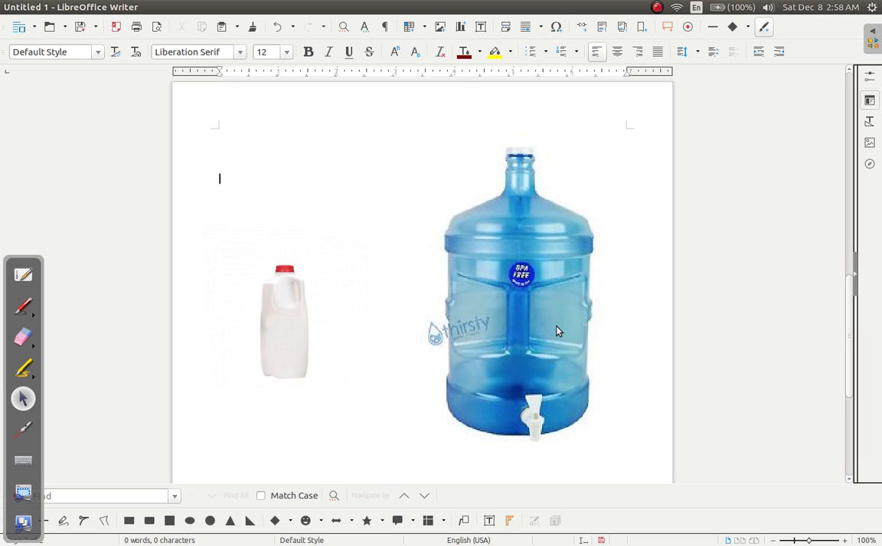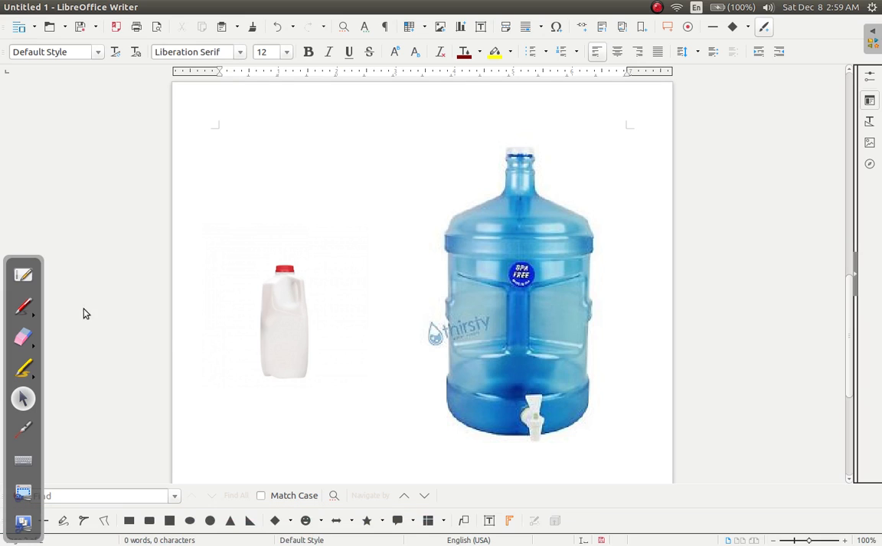5 times, that would be 2.5. 6 times, that would be 3 gallons. Then a 7th time, 3.5, an 8th time, that's 4 gallons. 9 times would be 4.5 gallons. 10 times would be 5 gallons.